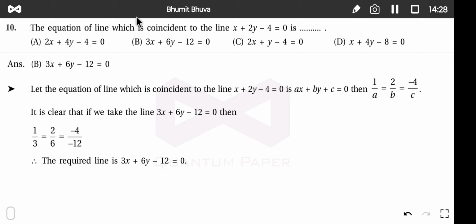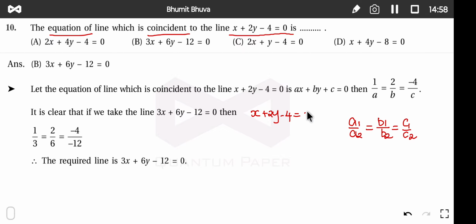So the next question is also a similar one. We have to find the equation of the line which is coincident with the line x plus 2y minus 4. When the two lines coincide, the solution is infinite. Infinite means all the three ratios are equal. a1 upon a2 is equal to b1 upon b2 is equal to c1 upon c2. So one line is given, x plus 2y minus 4 is equal to 0.